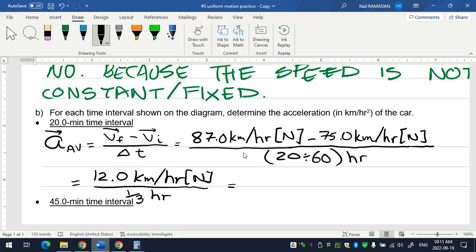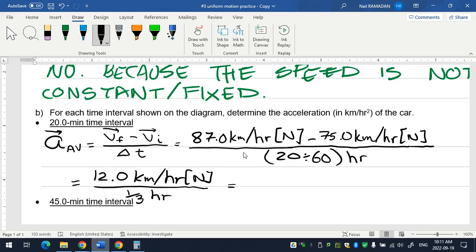What happens to the hours? Do they cancel out? Do the hours cancel out from the unit analysis? Why not? Tell me why. I gave you an explanation on Friday. Why can we not cancel the hours? Sally? Hold on.